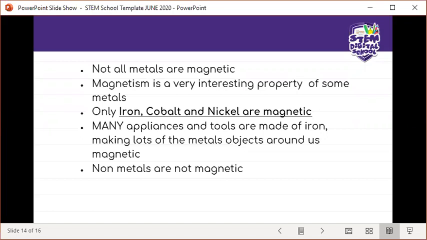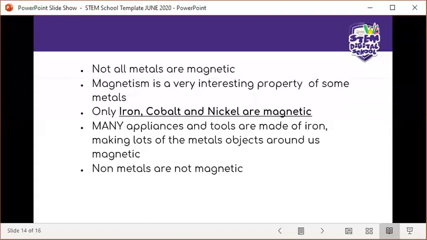So guys, this is your take home message, right? Only iron, cobalt, and nickel are magnetic. Many appliances and tools are made of iron, making lots of the metal objects around us magnetic, and non-metals are not magnetic. Sakura said you have magnetic toys, so you can test the activity for us at home. You could also put in some more objects like your pens, your plastic bottles, etc. Then you can show us tomorrow.